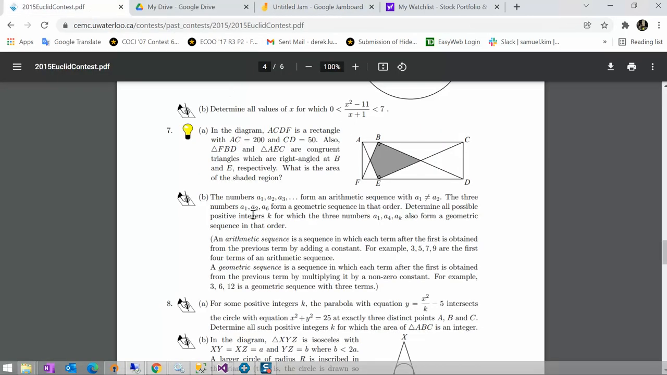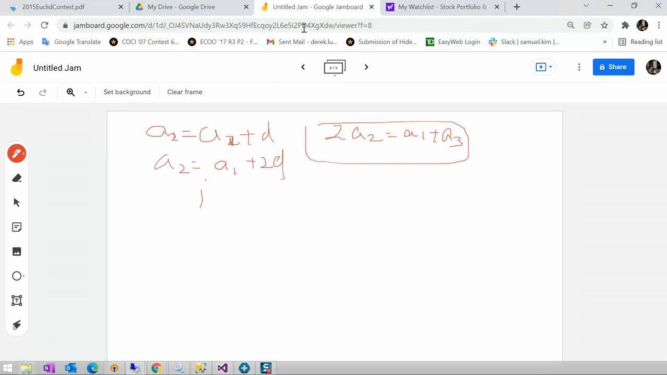A1, A2, A6 is the geometric sequence. So A1 divided by A2 equals A2 divided by A6, right? Therefore, A2 squared should be equal to A1 times A6. Now we decide which to use. This one is not good, because A6 is involved, so we don't use that.